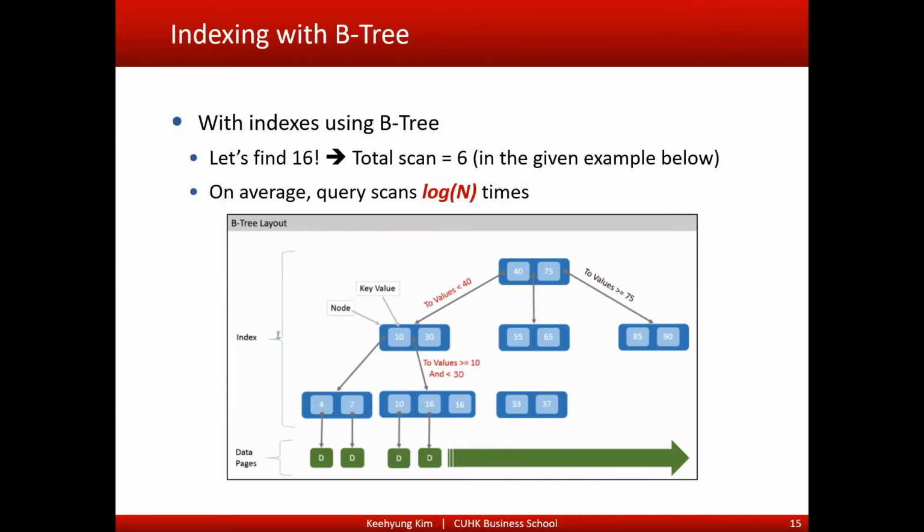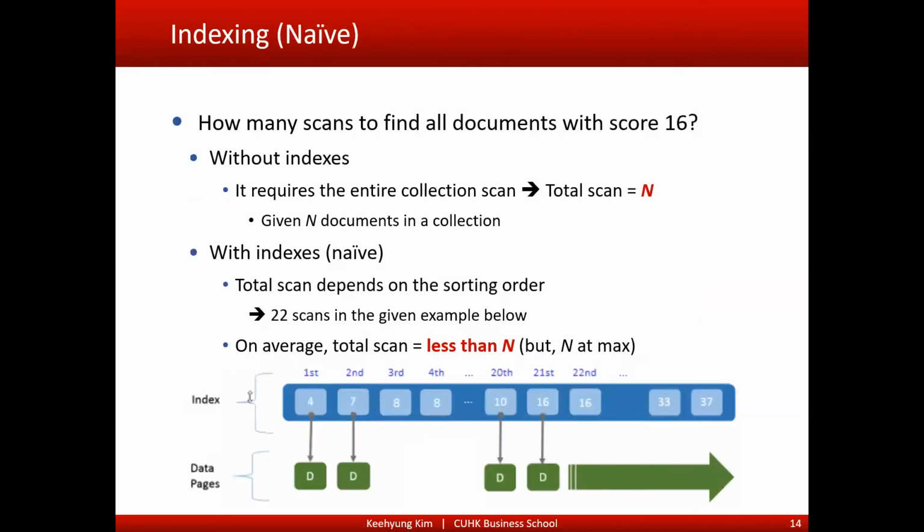So let's look at this example. In the earlier example, when we have a list sorted in a linear way like this, to find all the documents with the number 16, it took 22 scans because they were in the 21st and 22nd positions.